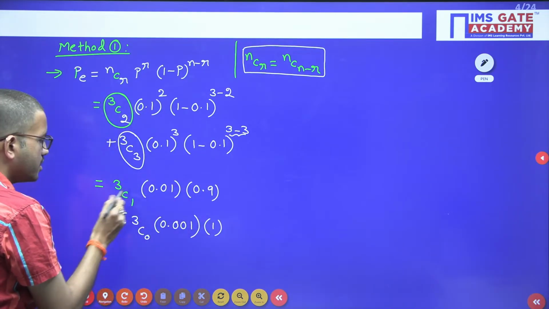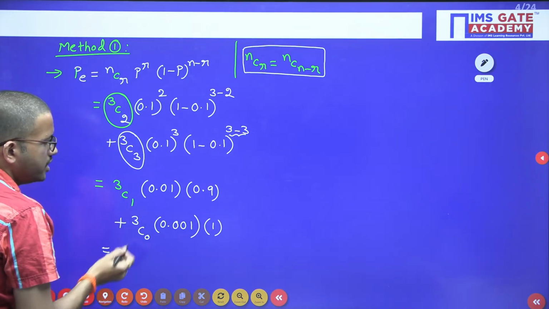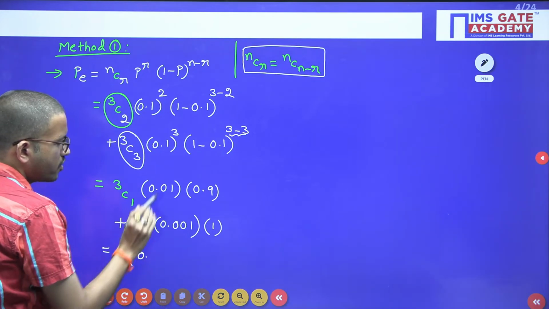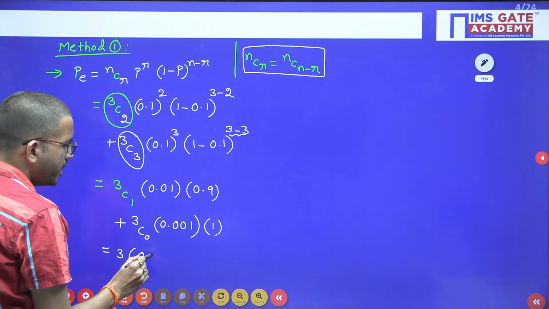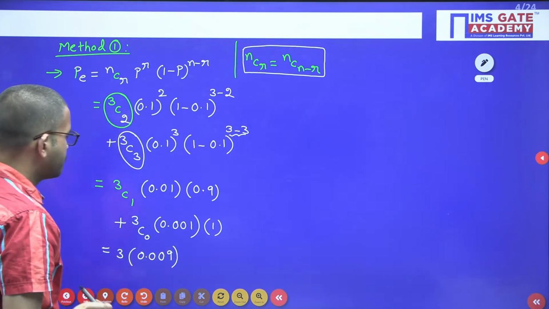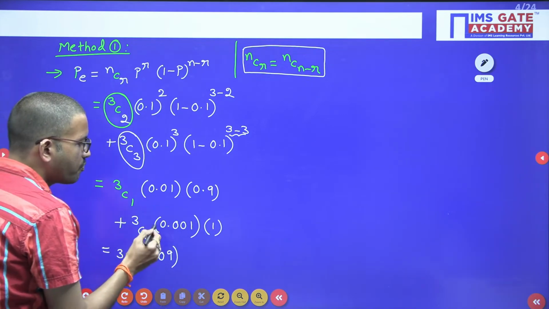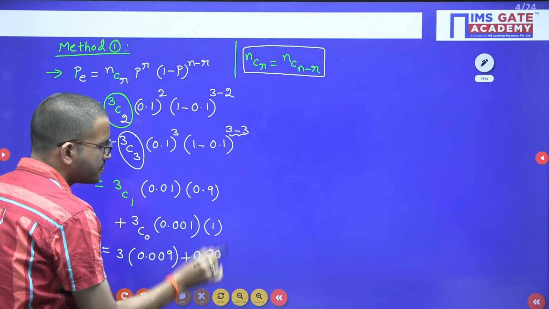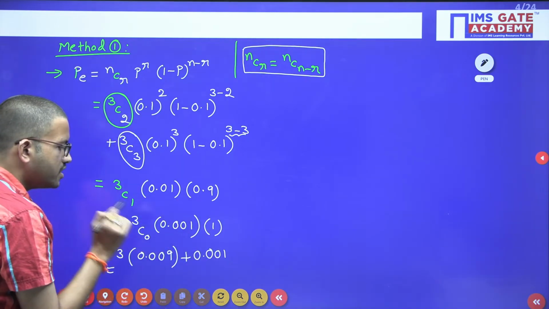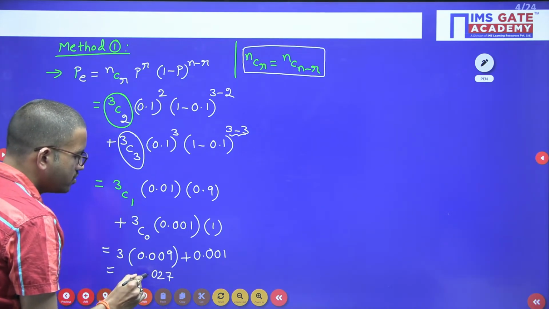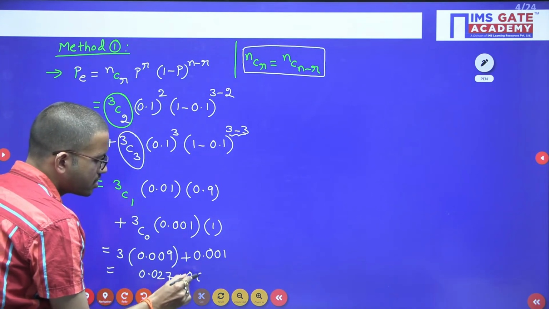Now 3C1 is nothing but 3 into 0.01 into 0.9, which you can write as 0.009. Next, 3C0 is nothing but 1, so 1 into 0.001 is 0.001. Now multiply 3 with this term: 3 nines are 27, so it is 0.027, plus 0.001.